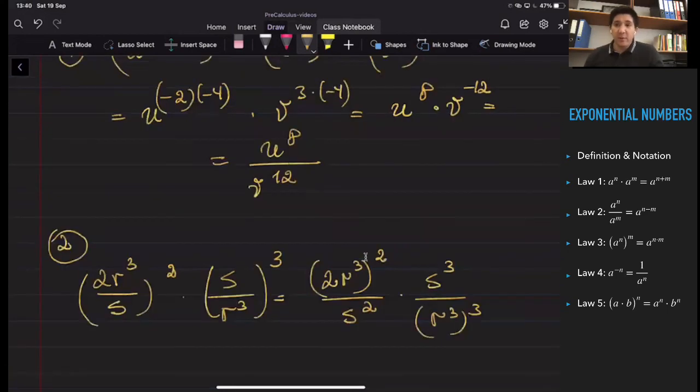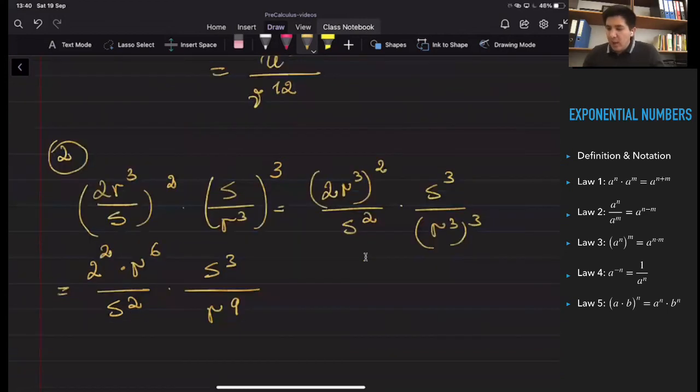So first of all, let's apply the third rule, where we multiply the powers. So 2 to the power of 2 times r to the power of 3 to the power of 2 is going to be r to the power of 6, divided by s squared, times s cubed divided by r to the power of 3 to the power of 3, which is equal to r to the power of 9. Now I would like to regroup all the terms: r's separately, s's separately, and the constant separately.